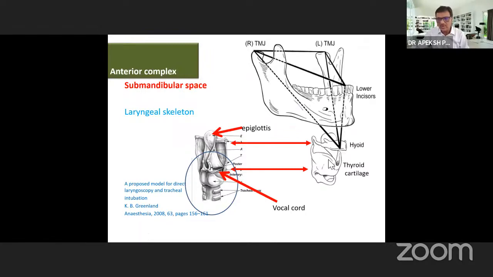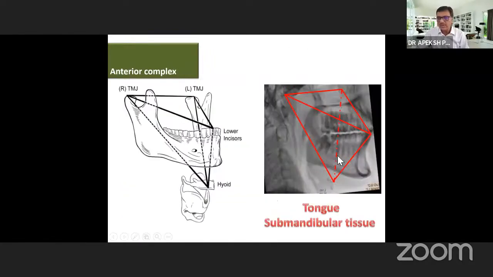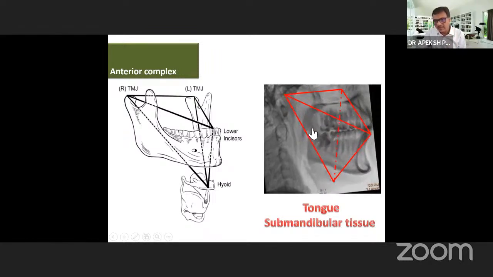So this is called the anterior complex. If you look at the content of the anterior complex, look here. Mainly the content of the anterior complex is submandibular tissue and tongue. You can very well appreciate the tongue movement into the anterior complex. Now, what is the clinical significance of this anterior complex?